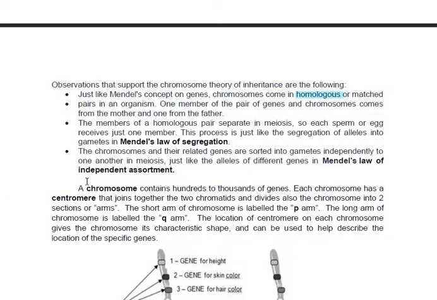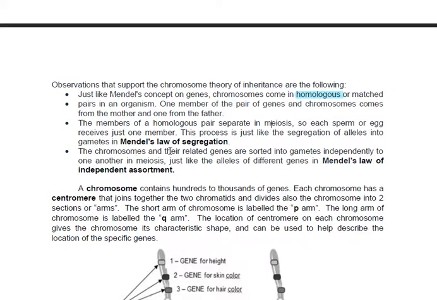But not all the time. It's not only that for one pairing. That's just an example. One member of the pair of genes and chromosomes comes from the mother and one from the father. So that's what we say is homologous. Members of the homologous pair separate in meiosis. So each sperm or egg receives just one member. This process is just like the segregation of alleles into gametes in Mendel's law of segregation.